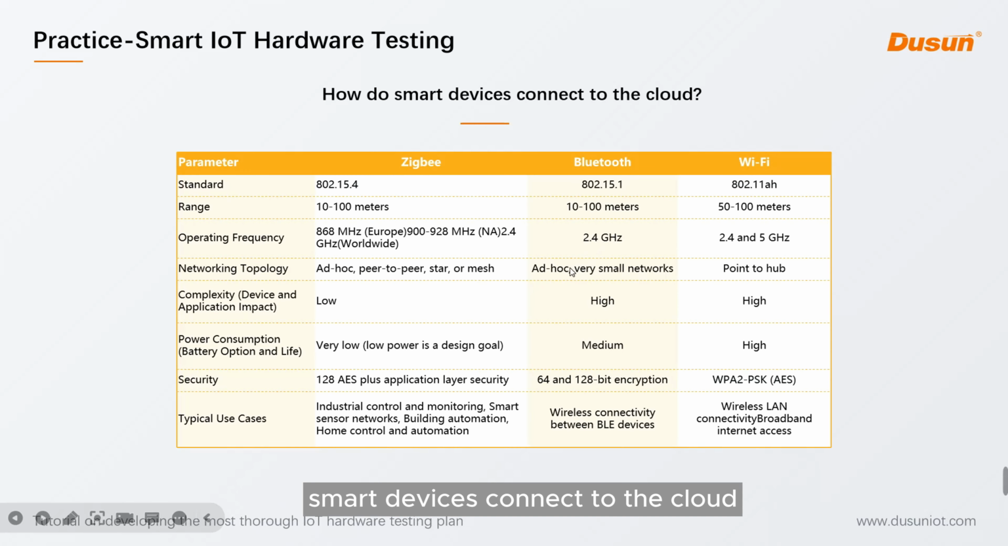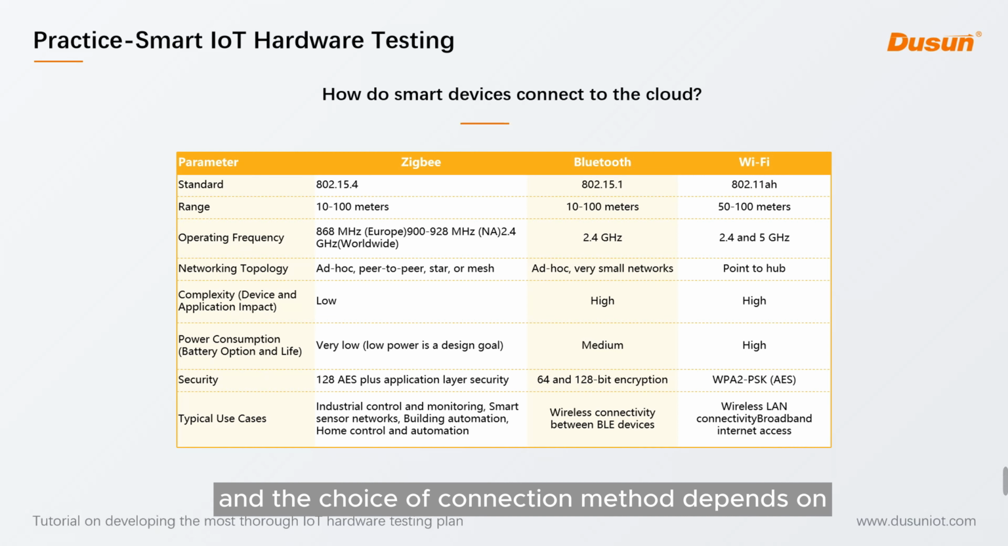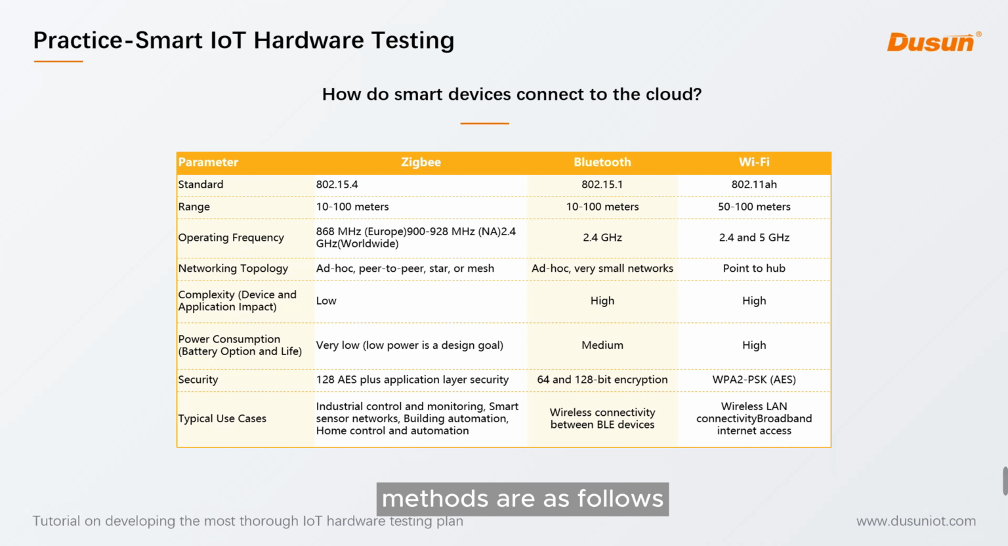Smart devices connect to the cloud primarily through four main methods: Bluetooth, Wi-Fi, Zigbee, and 4G. Each method has its own advantages and disadvantages, and the choice of connection method depends on the specific application scenario of each smart device. The specific differences between these connection methods are as follows.